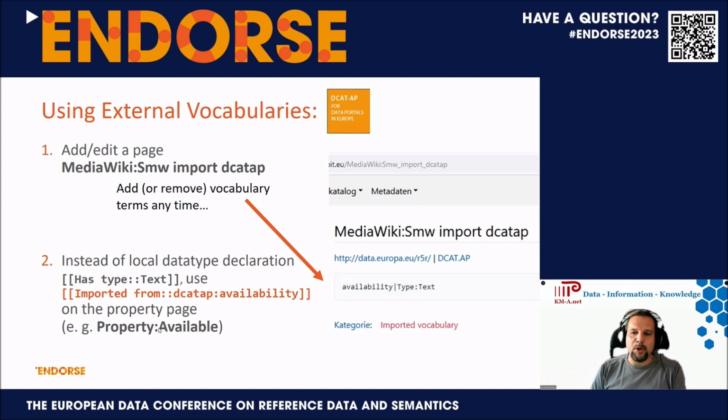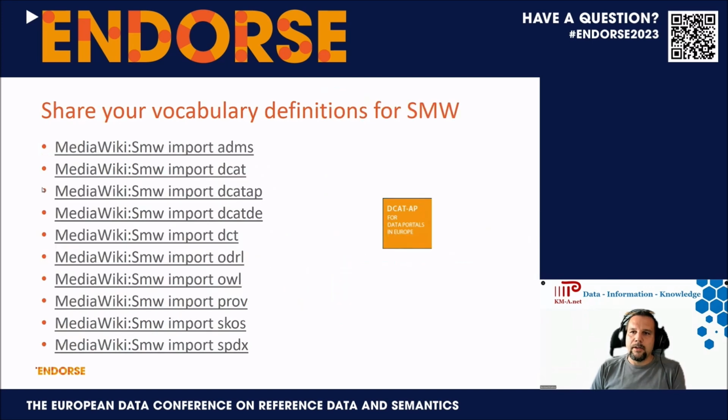And instead of typing on this property page that this property should be of type text, you can use: this property is imported from DCAT-AP availability. And then it will look on this page here, where you have the definition that availability, so the vocabulary item availability, is of type text, and then you are reusing the DCAT-AP term here. And as DCAT-AP is referencing a lot of other vocabularies like OWL and others, you have to set up these pages here, and you can share them.